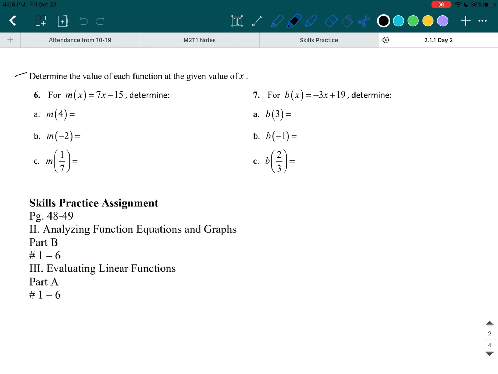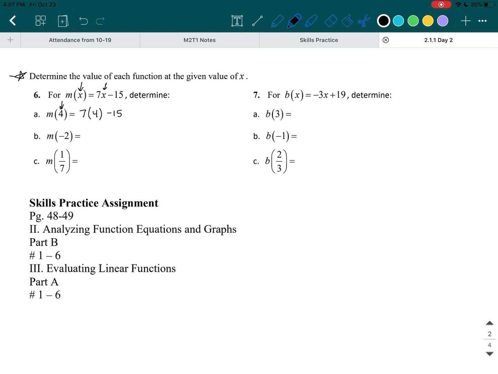All right, for the last section of this worksheet, we are going to determine the value of each function at the given value of x. So all that means is we just have to plug in the number they give us. So for example, on number 6, it says for m of x is equal to 7x minus 15, determine m of 4. So that means they replaced the x with 4. So any other time you see an x, please replace it with a 4.